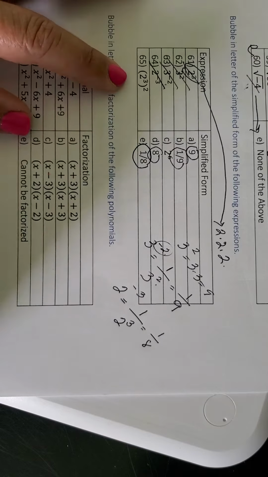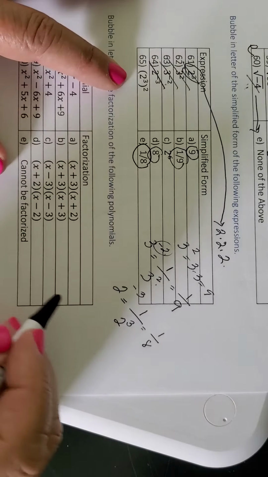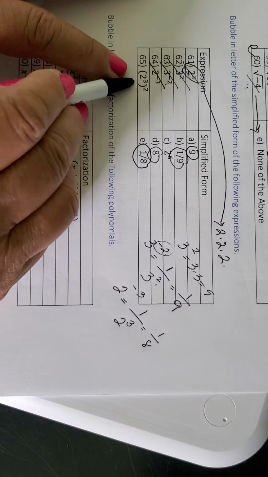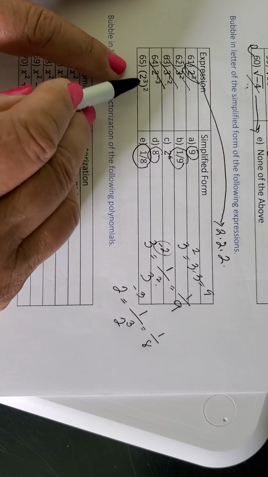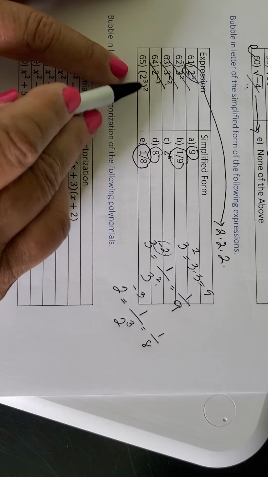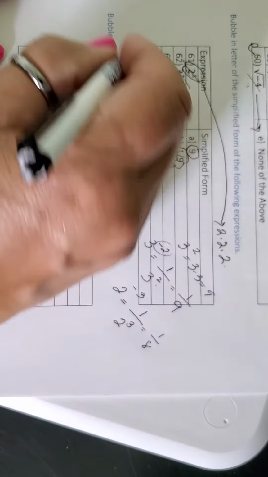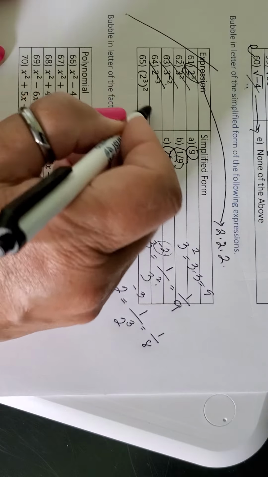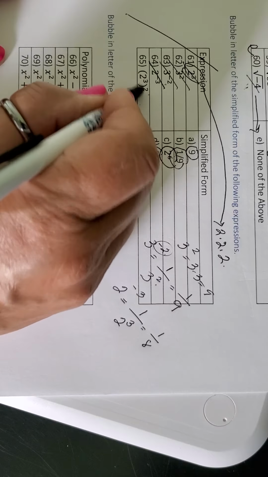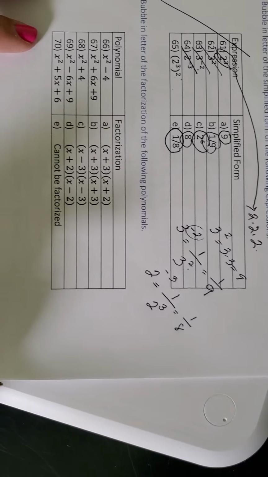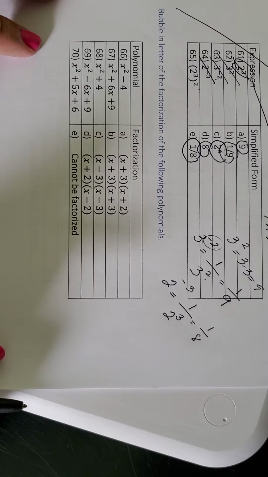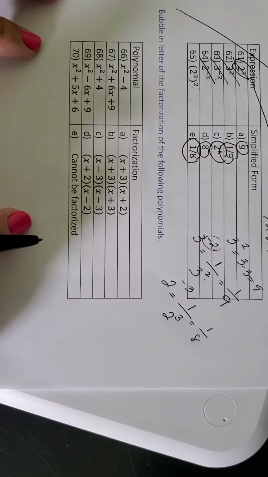And this is kind of like you can do it mentally, because when you have a power over a power, you just multiply the exponents. So 2 to the third power to the second power, 3 times 2 is 6. So it's 2 to the 6th power. So we're done with this. And then I'm going to be moving to this series of problems right here.